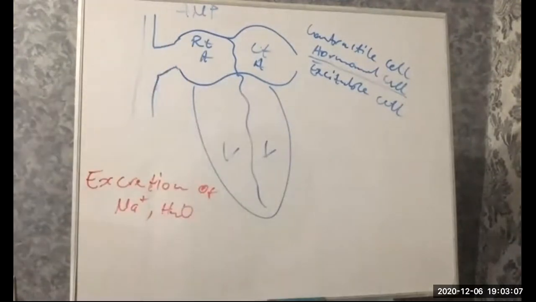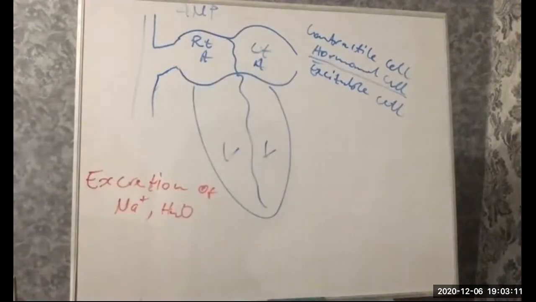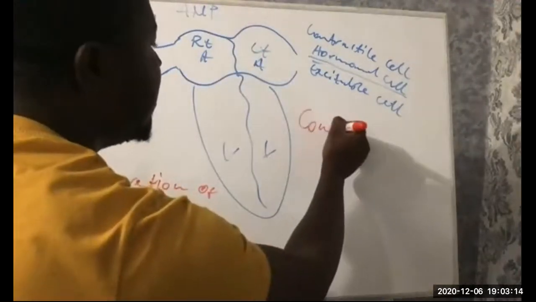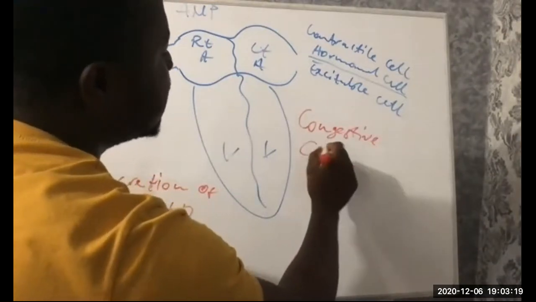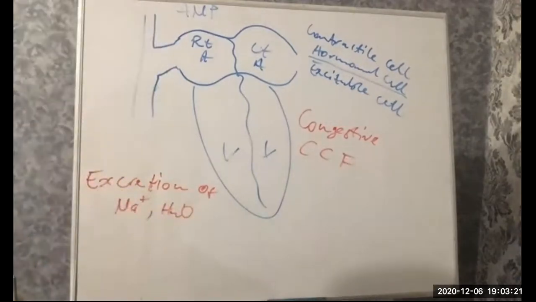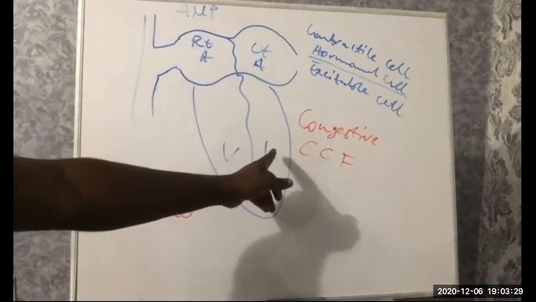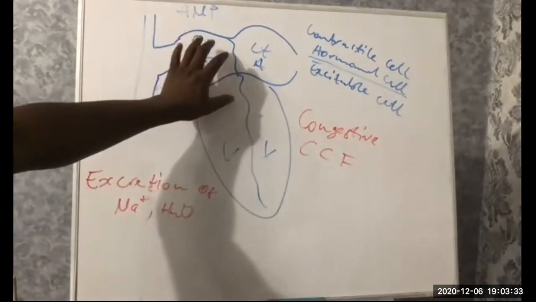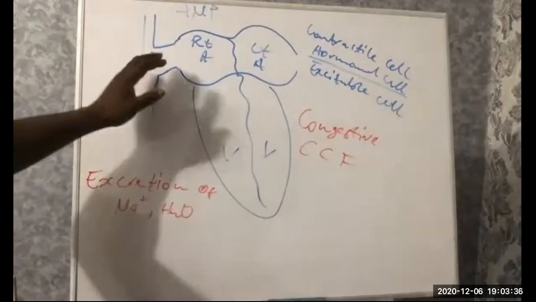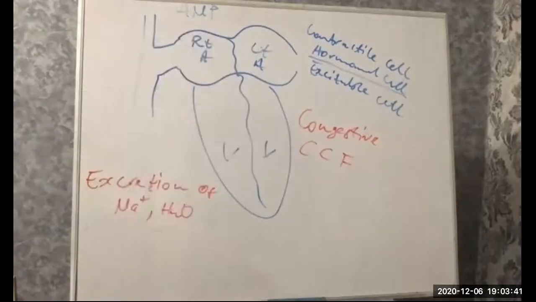First of all, in what situation would the atria be stretched? In situations like congestive cardiac failure, which we call CCF. What is happening is that there is a lot of blood returning to the heart, but the heart cannot pump the blood to the general circulation. So it is like a lot of blood is being accumulated in the heart. If there is a lot of blood returning to the heart, what will happen? There will be stretch in the atria, right?